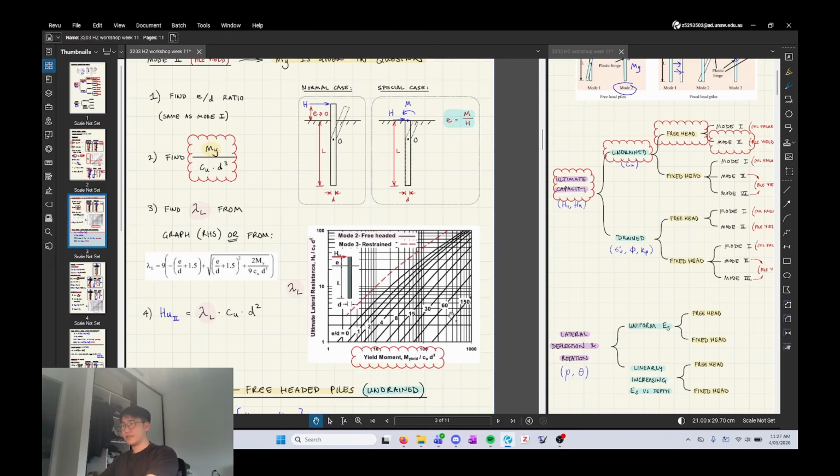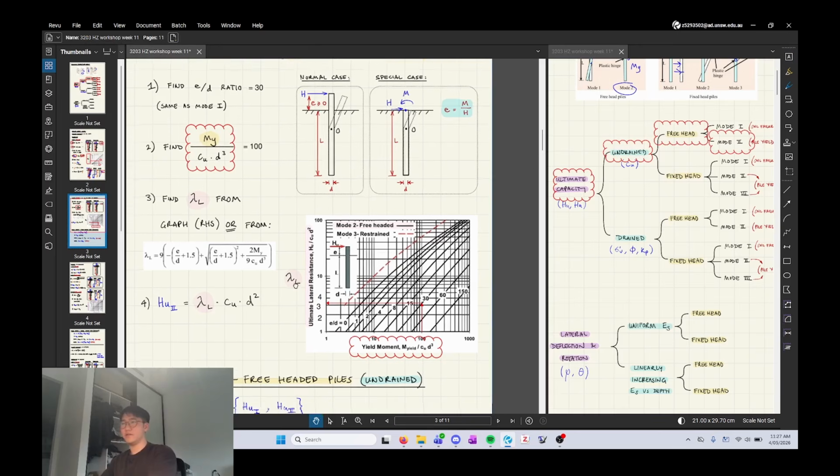So let's just say that ratio is 100, and let's say that e to d we found was 30. What you do is you go to this graph, you go from 100, go to 30, the line, and then you go left. It's logarithmic, so it's a bit annoying, but you have to figure out what it is. It'd be between 3 and 4, something like that. So 3.2, or whatever you want to choose.